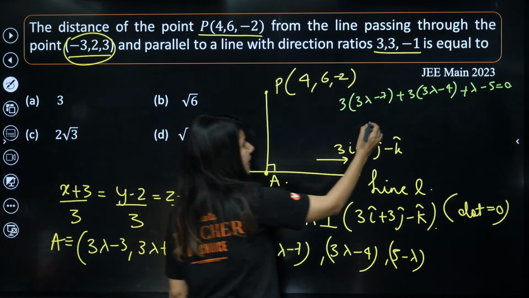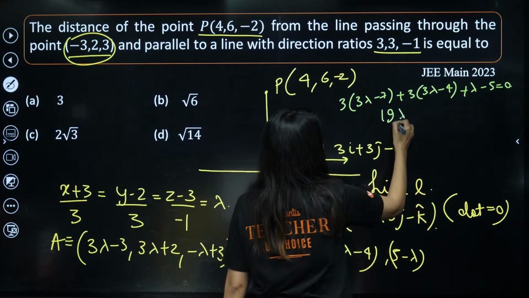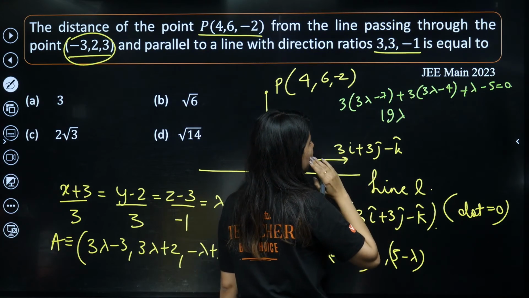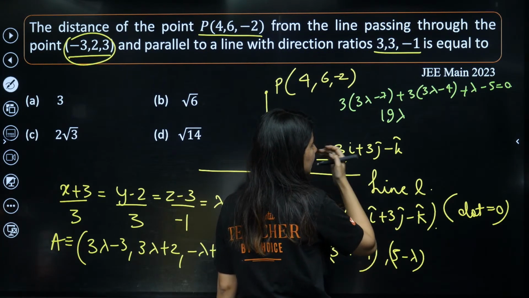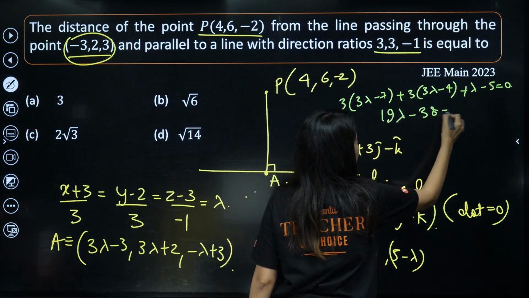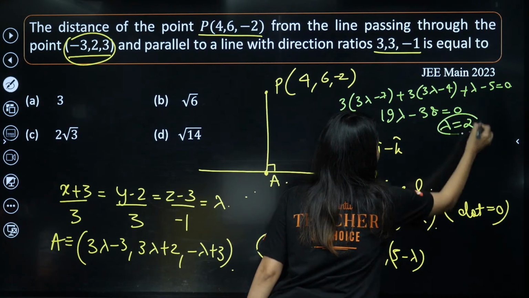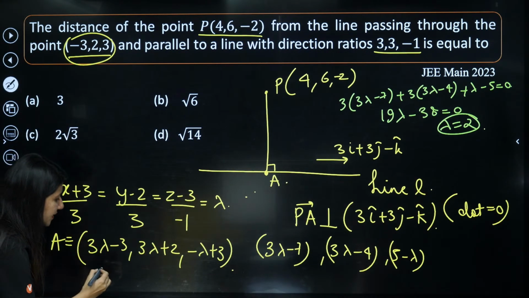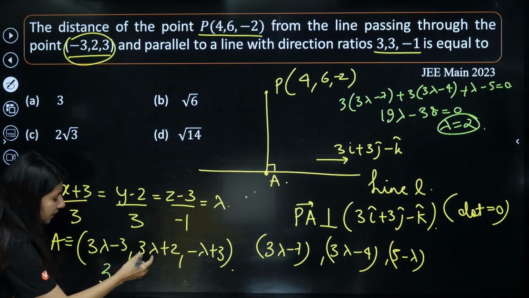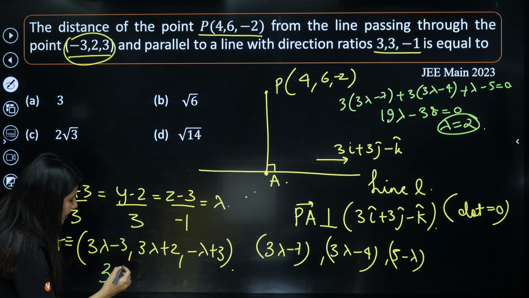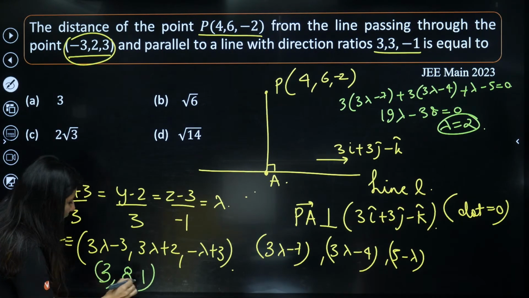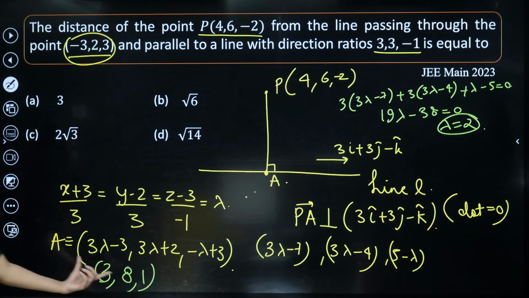So 9 plus 9, 18 lambda, plus lambda, 19 lambda. Then 21, and then 4 3s are 12, and then 5, so 21 plus 17. Basically this would be 38 is equal to 0. Lambda is coming out as 2. The moment you see lambda 2, plug in the value over here. 3 2s are 6, 6 minus 3 is 3, and then 3 2s are 6, 7, 8. And lambda is equal to 2, so this would be 3, 8, 1, 4, 6, minus 2.